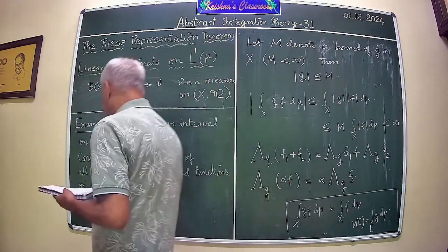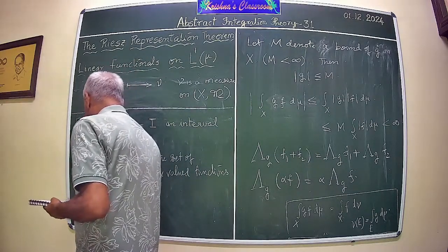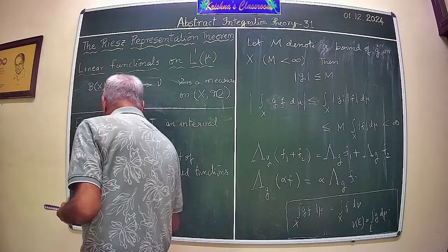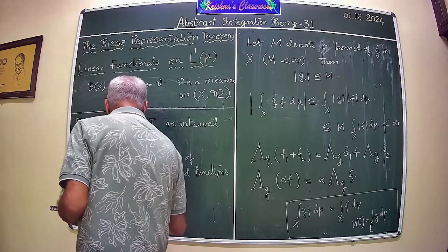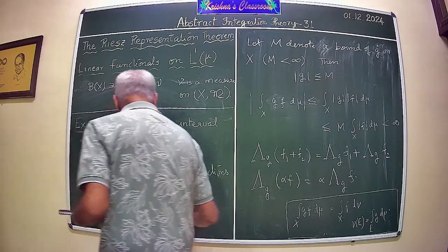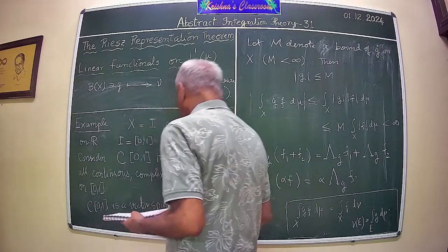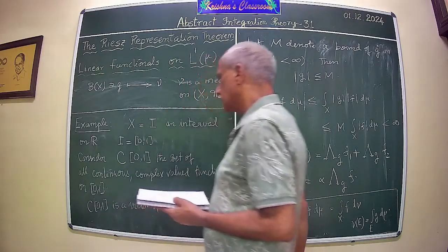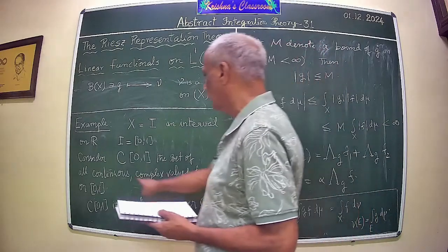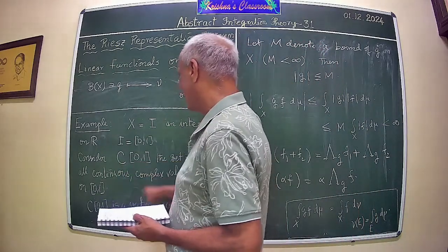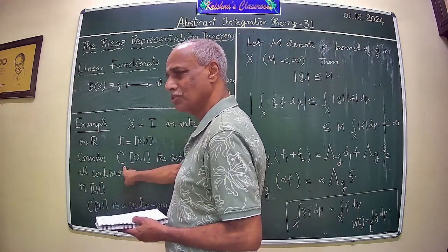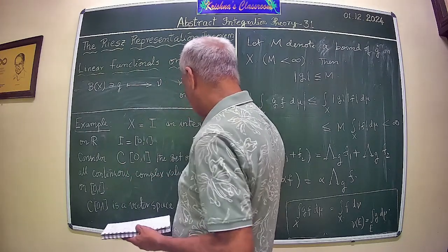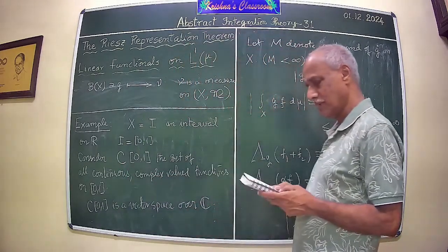Now C[0,1] is a vector space over the complex C. I mean, don't confuse between this C and this. This C refers to the continuity. This refers to complex, the complex plane. Okay.